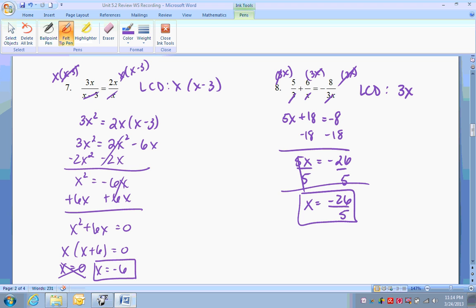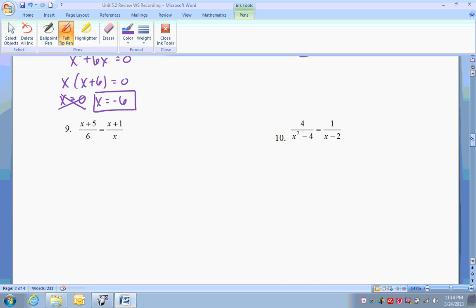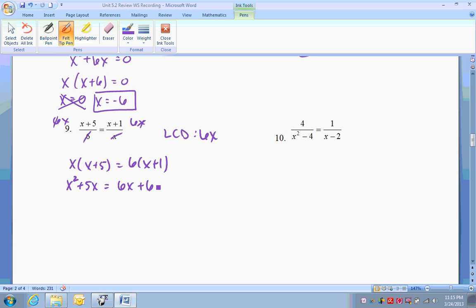Okay, moving on to problem number 9. Our least common denominator here is going to be 6x. So you multiply everything by 6x. The 6's cancel, so you're left with x times x plus 5. On the right-hand side, the x's cancel, so you have 6 times x plus 1. Then you distribute, and you get x squared plus 5x equals 6x plus 6. I'm going to subtract 6x from both sides, and you're left with x squared minus x equals 6.